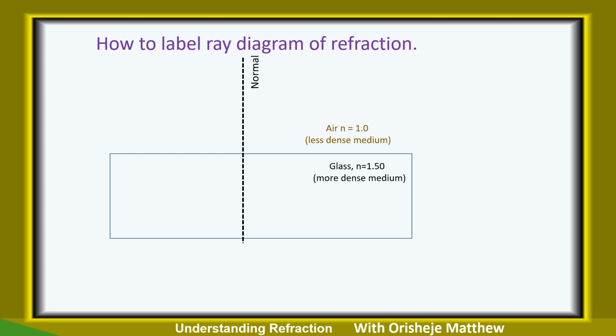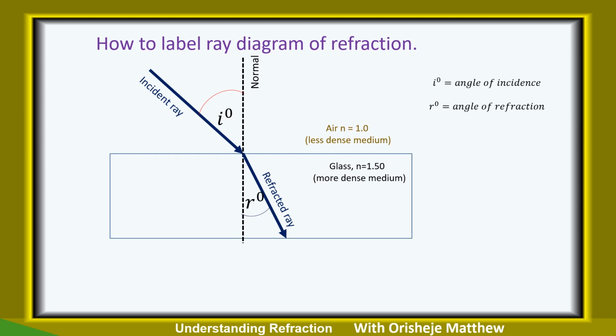See how to label a ray diagram to show refraction. At the point of incidence, you have the normal. The ray that is incident at that interface is called the incident ray. The angle between the normal and the incident ray is called the angle of incidence, i. Then the refracted ray is bent towards the normal because the glass is thicker than air. The angle between the refracted ray and the normal is the angle of refraction, r, as labeled in this diagram.